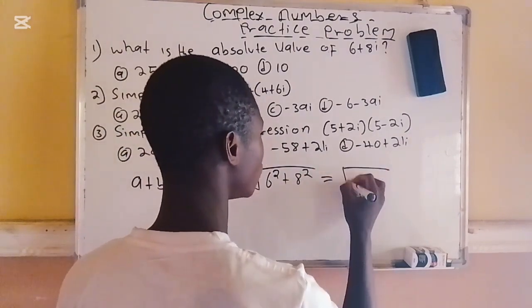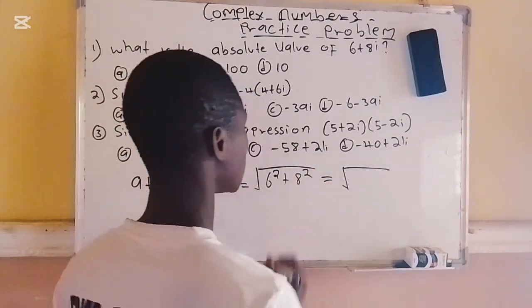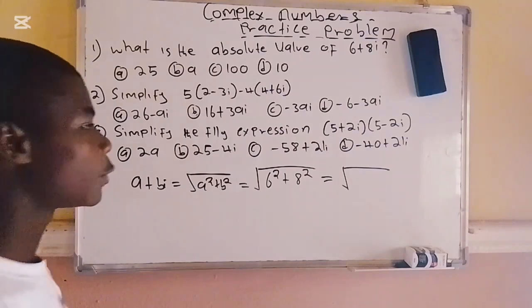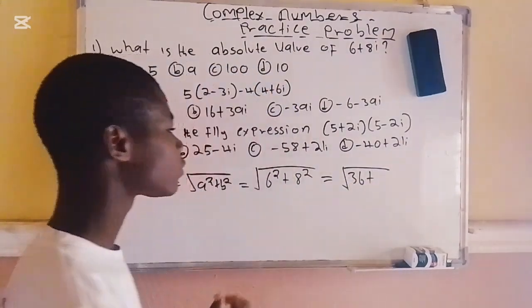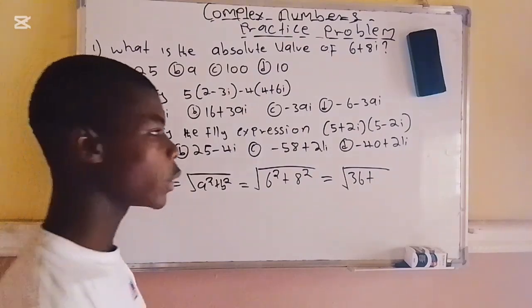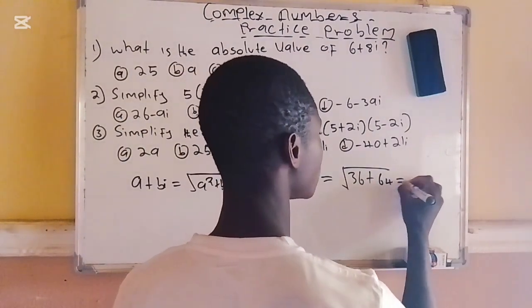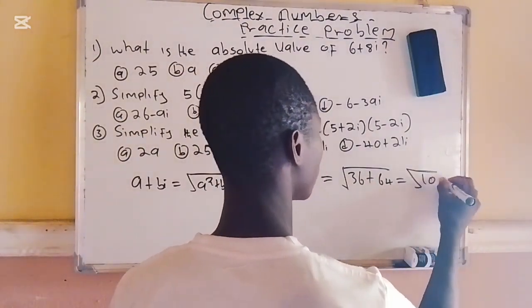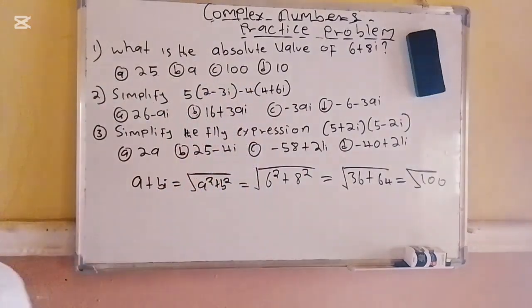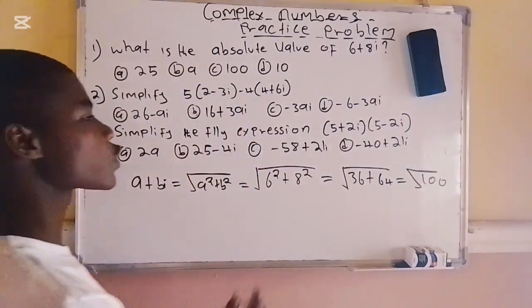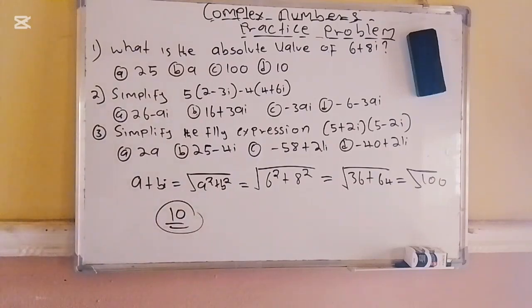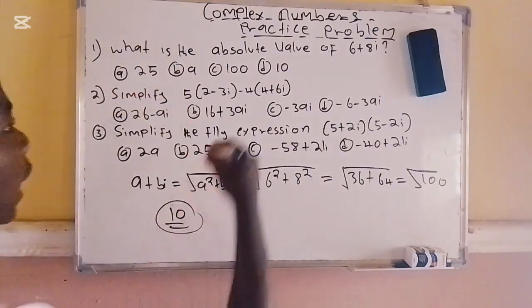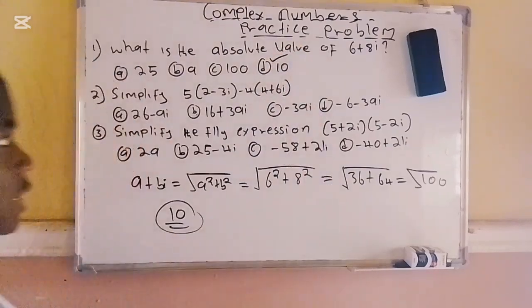So this will be equal to the square root of, if I say 6 squared, it will give me 36, plus 8 squared, which is 64. Therefore, it will be equal to the square root of 100. 64 plus 36 gives me 100. So the square root of 100 is equal to 10. Let's take the options and find the value 10. Yes, D is the correct answer.